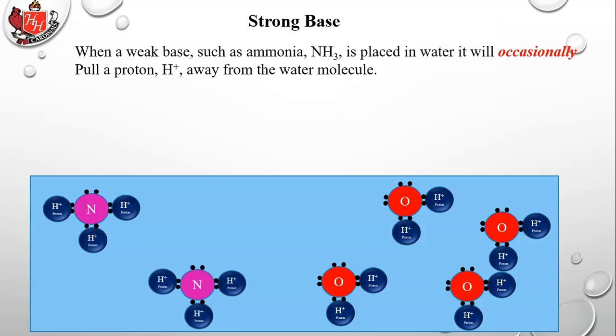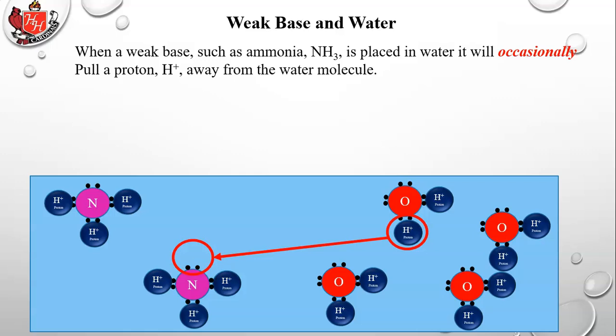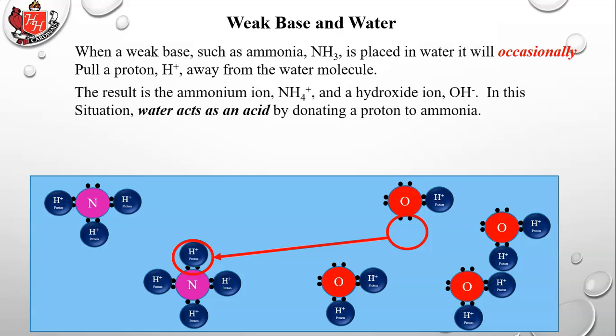So we're going to use ammonia as our example here. So when a weak base such as ammonia, NH3, is placed in water, it will occasionally pull a proton, an H+, away from the water molecule. So there, that proton on that particular water molecule is going to jump over to the ammonia molecule. So the result is the ammonium ion NH4+ and a hydroxide ion OH-.